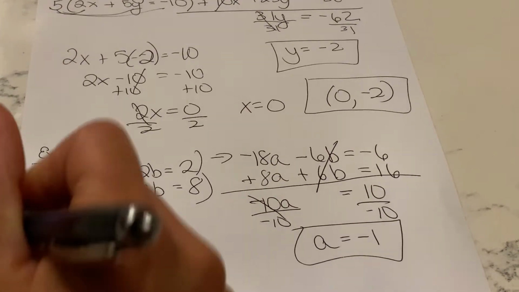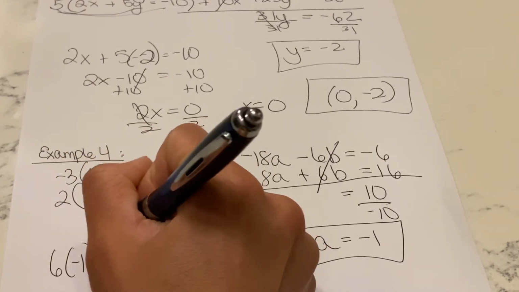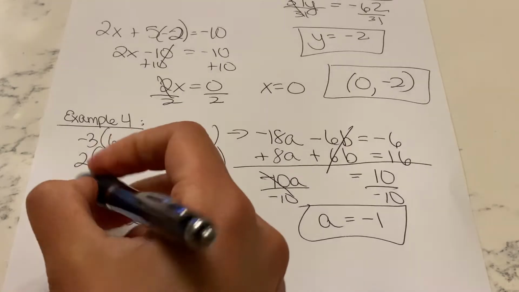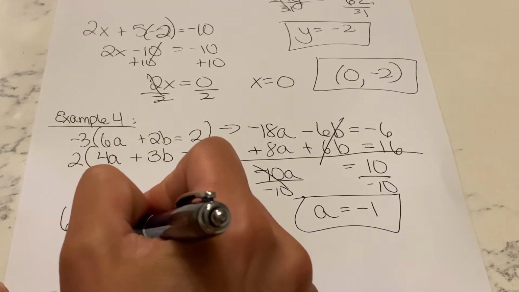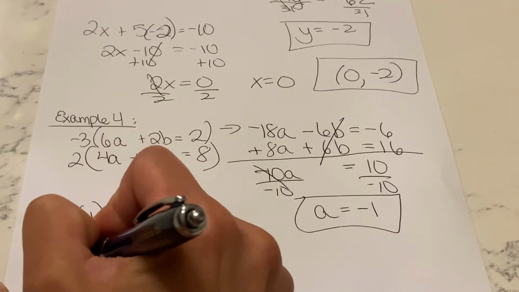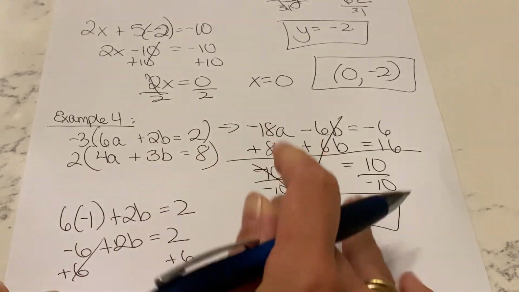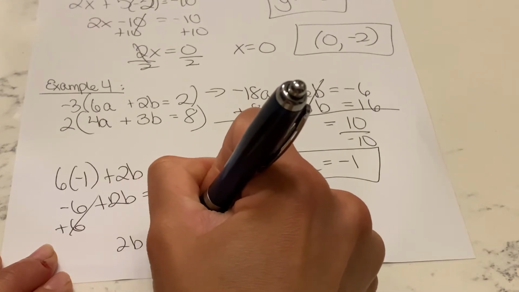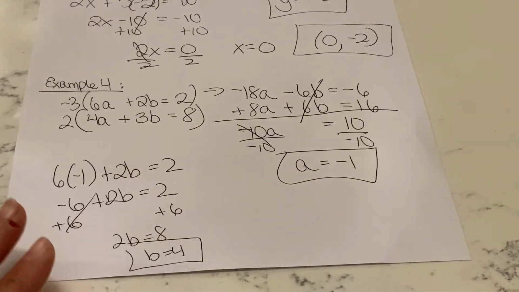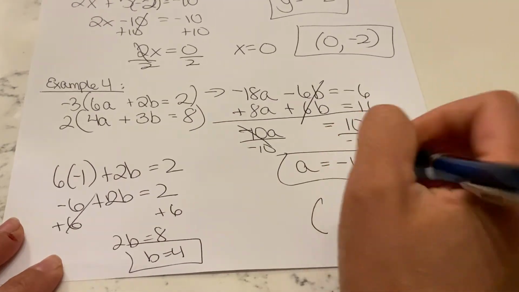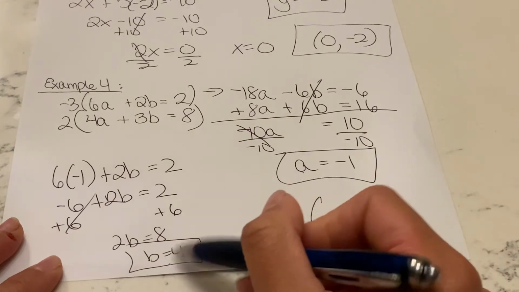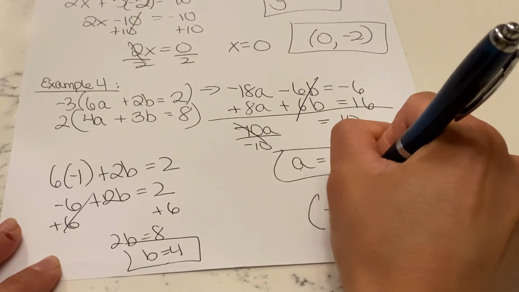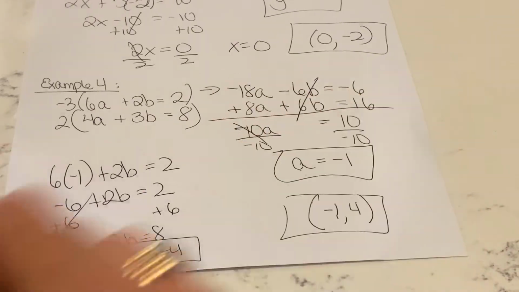Okay. Then I plug it in to solve for b. All right. This gives me negative 6 plus 2b equals 2. Add 6 to both sides. I get 2b equals 8. So when I divide, I get b equals 4. So my solution, now a and b, it always goes in order of the alphabet. So it will be (-1, 4) is my solution.